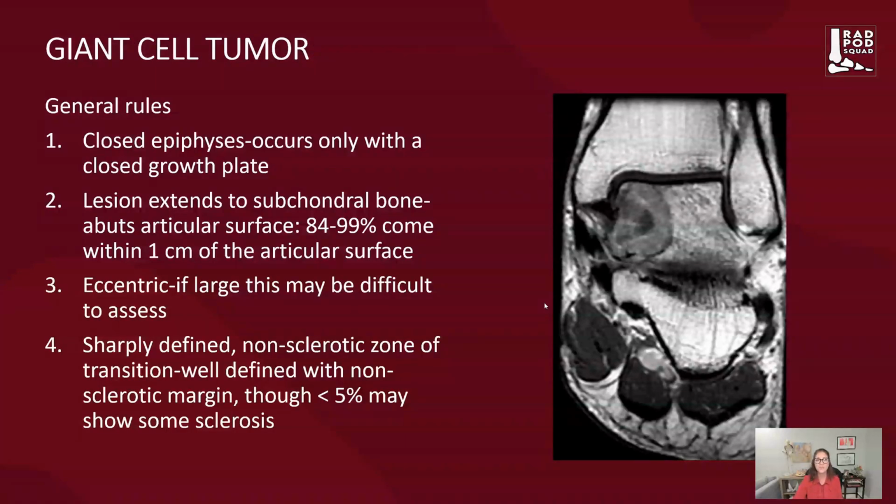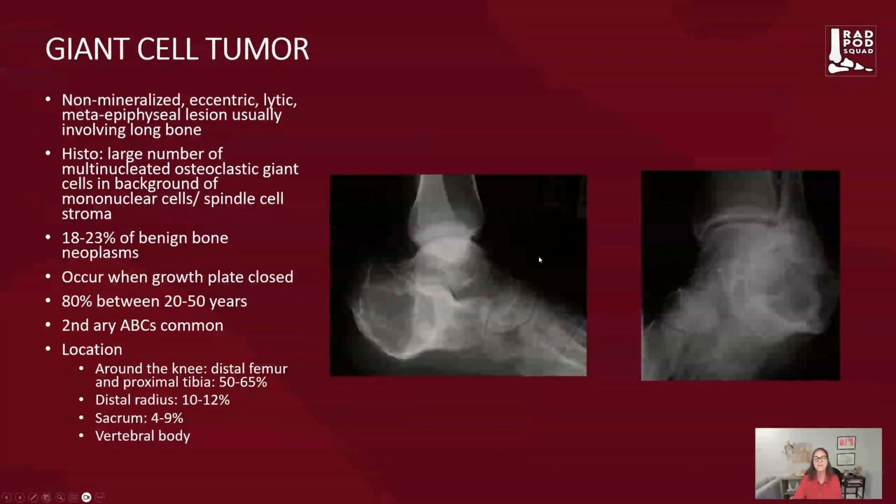Looking at giant cell tumors, the general rules are these lesions do not occur unless there's a closed epiphysis, and lesions may extend to the subchondral plate and abut the articular surface in a large majority of the lesions. So 84 to 99% are coming within 1 centimeter of the articular surface, if not adjacent to it. Eccentric, if it's large, they may be difficult to assess, or they may be sharply defined with an eccentric zone of transition. So a narrow zone of transition without seeing the border against the articular surface may indicate we have a giant cell tumor. They can be difficult to see.